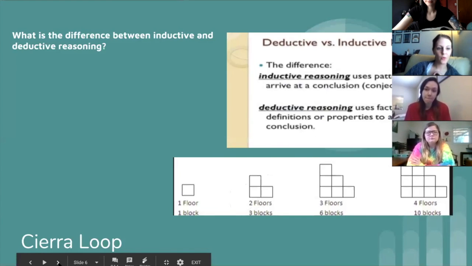So Sierra, what's the difference between inductive and deductive reasoning? Okay, thank you for asking. So inductive and deductive reasoning was a concept that we looked at on our homework quite a bit. An example was using these blocks, the building blocks, using inductive reasoning, where you look at a pattern and you try to figure out how the pattern goes to come up with an answer. Whereas deductive reasoning uses already known facts, rules, or definitions to arrive at a conclusion.